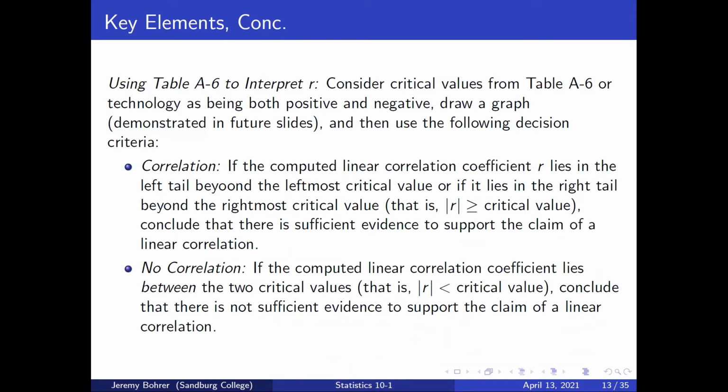Using table A6 to interpret R. Consider critical values from table A6 or technology as being both positive and negative. Draw a graph demonstrated in future slides, and then use the following decision criteria.